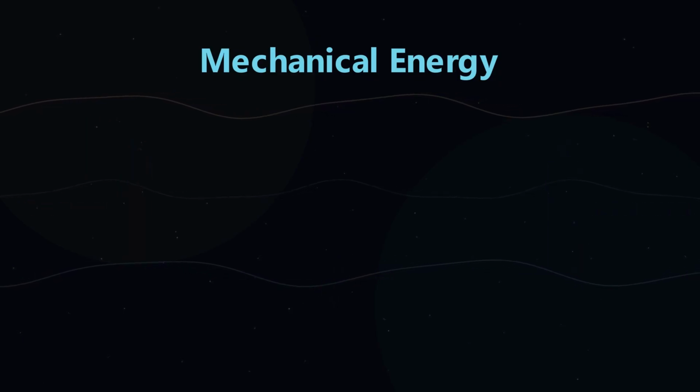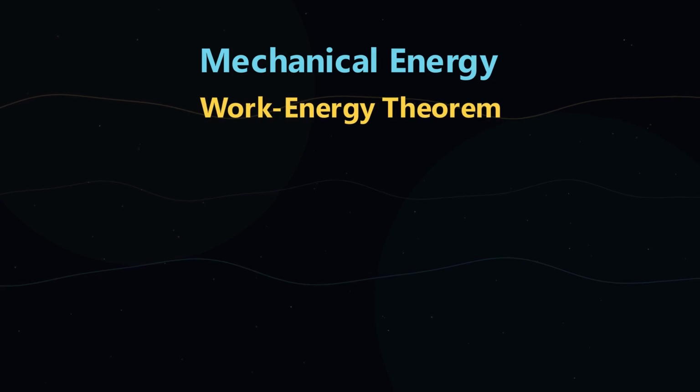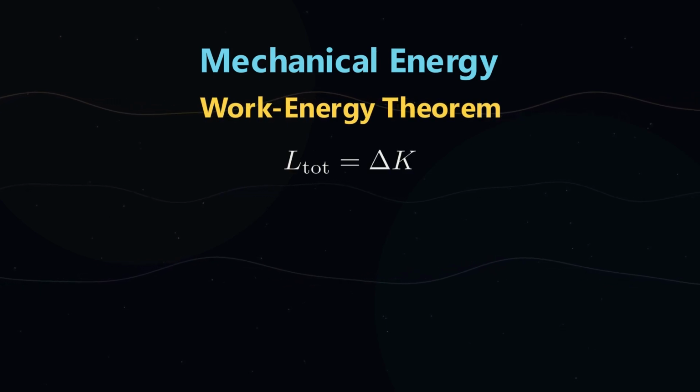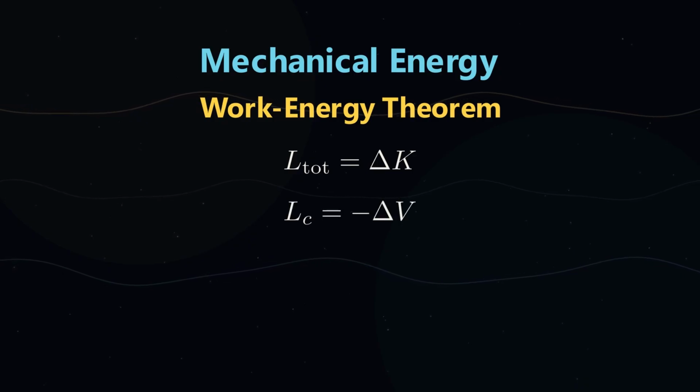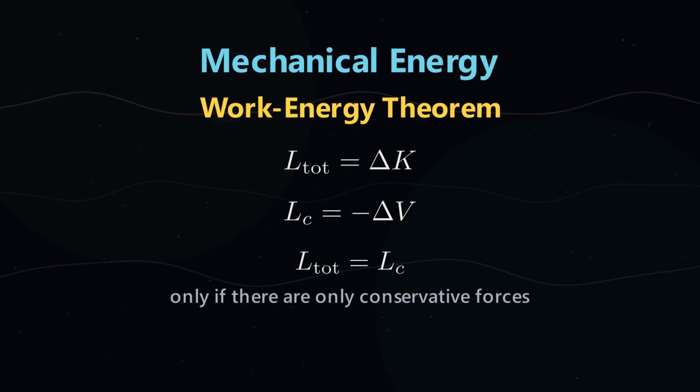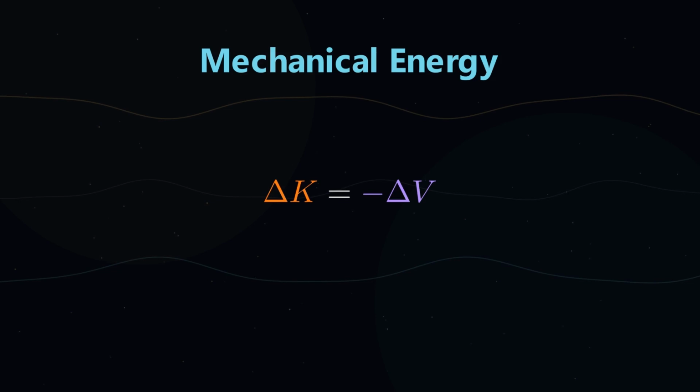We can also understand this result starting from the work-energy theorem. The work-energy theorem tells us that the total work done on a body is equal to the change in kinetic energy. L total equals delta K. But for a conservative force, the work done by that force is equal to minus the change in potential energy. L conservative equals minus delta V. If only conservative forces are doing work, then the total work is the work of the conservative forces. So we can write delta K equals minus delta V.